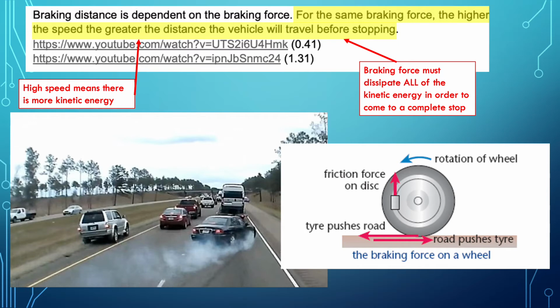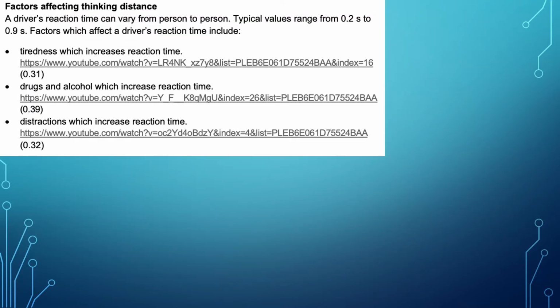So let's look at some of the factors that affect thinking distance. A driver's reaction time can vary from person to person. We know that because if you did that ruler experiment with lots of different people, everyone's going to have different distances. So the typical values range from 0.2 to 0.9 seconds. And depending on lots of different factors, age, as I mentioned, is one of them, but it's not going to be very accurate because you could have a very, very slow reaction time even if you're 18, 19, 20 years old, and you could have a fast reaction time even if you're 60 and over, right?